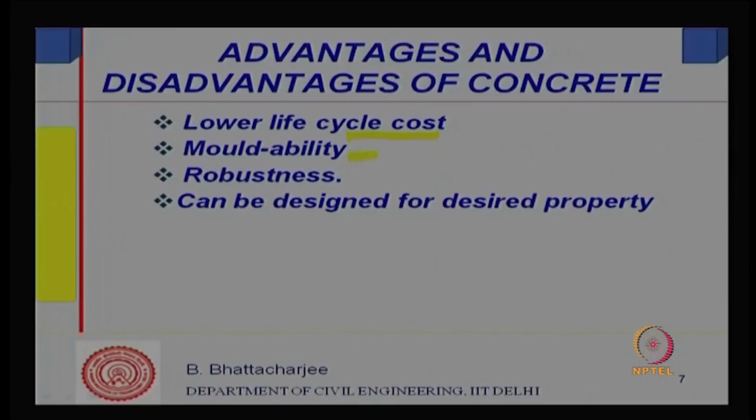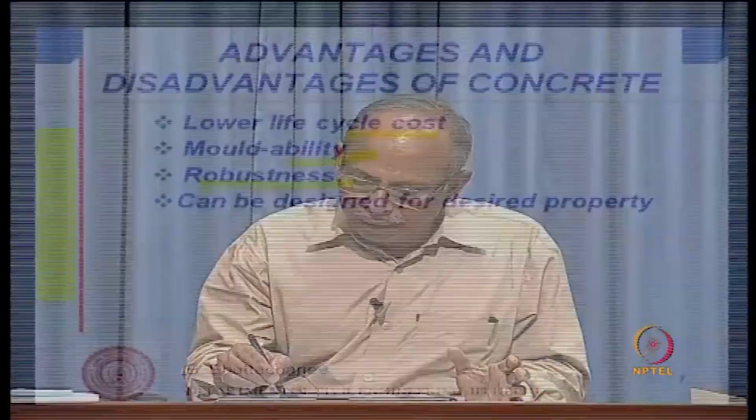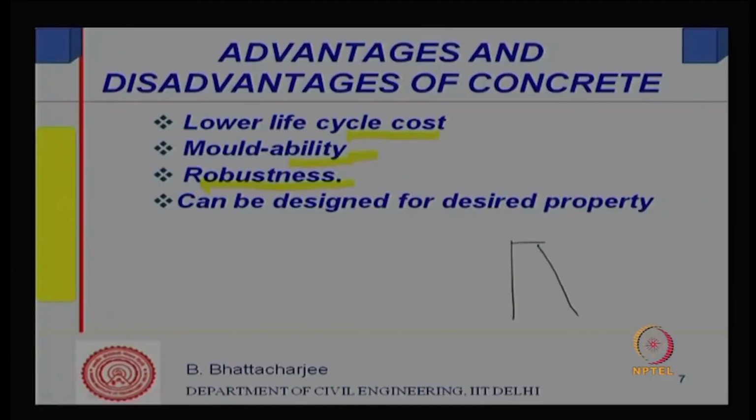It can be molded. Concrete can be molded to any shape that you like. It is robust. What we mean by robustness is that where I need massivity, it can provide that massivity. For example, if I have a structure, let us say a structure like a dam or a retaining wall.